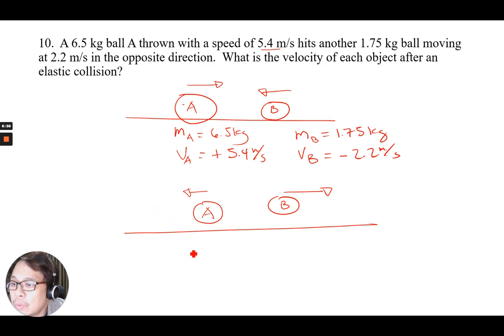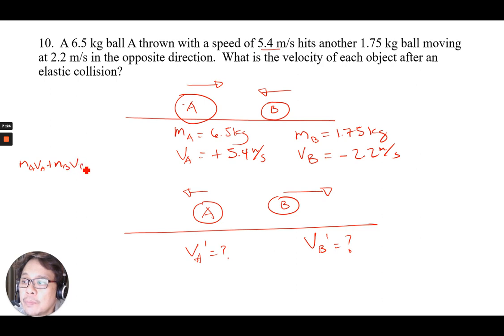There are two unknowns here. We do not know VA prime and we do not know VB prime. So in order for us to solve this, we have to use two equations. Let us first set up the first equation, which is total momentum before collision is equal to total momentum after collision. So the total momentum before collision would be MA VA plus MB VB is equal to MA VA prime plus MB VB prime.